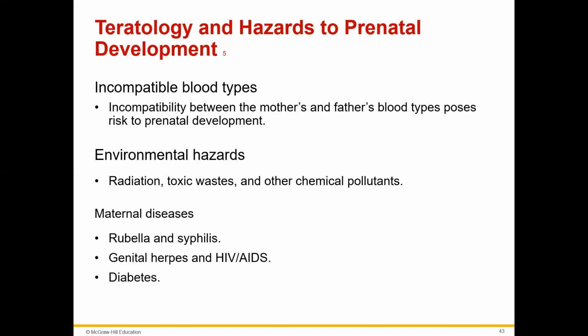They do check for that, as I said. Okay, let me see what else here. Environmental hazards. This would be like, well, the radiation mentioned, that most common source would be X-rays, toxic waste, chemical pollutants are obviously bad. There's maternal diseases that can affect the developing newborn, or developing fetus, I should say. There's a few of them mentioned here. You can read more about them in the book.